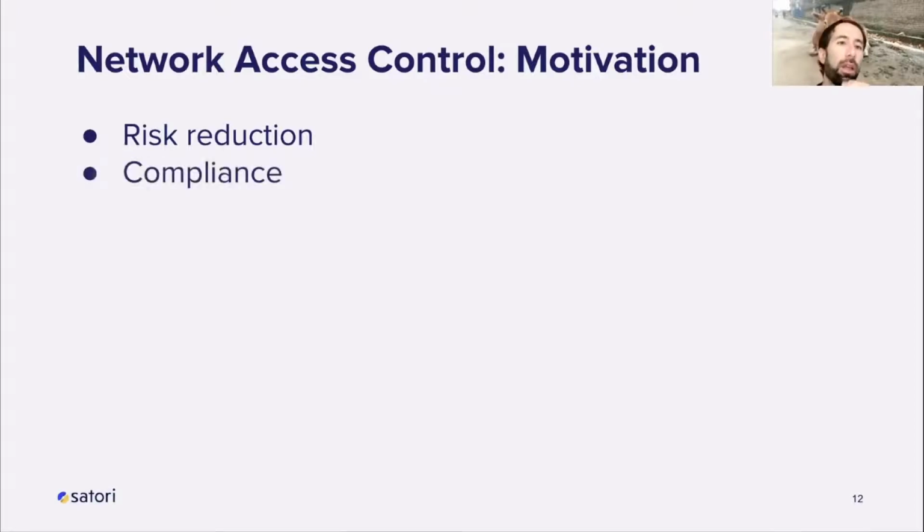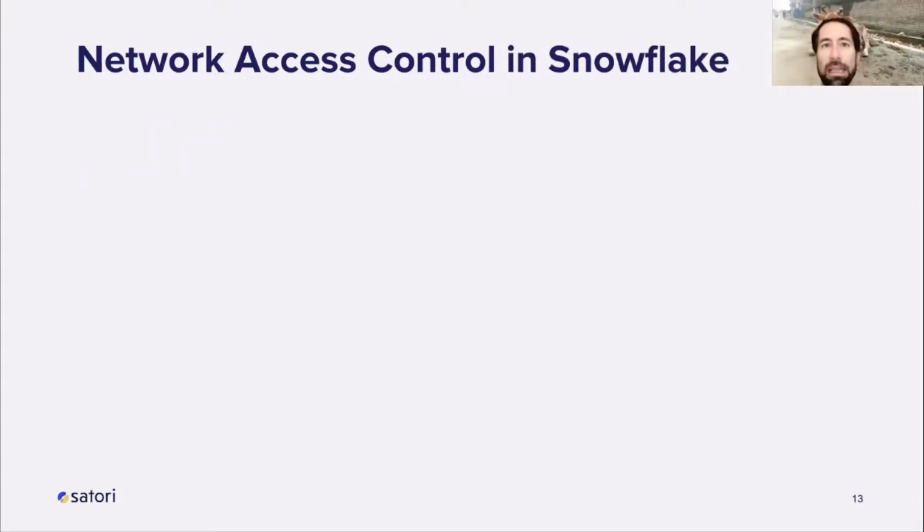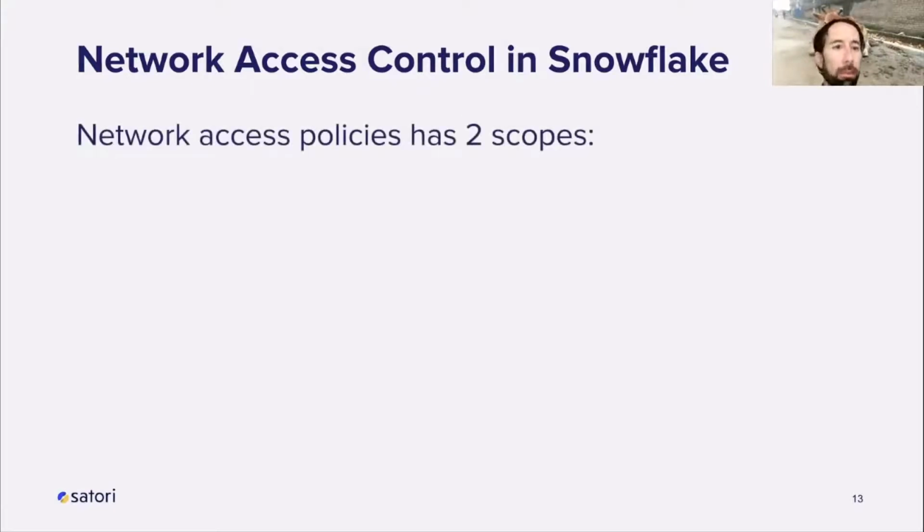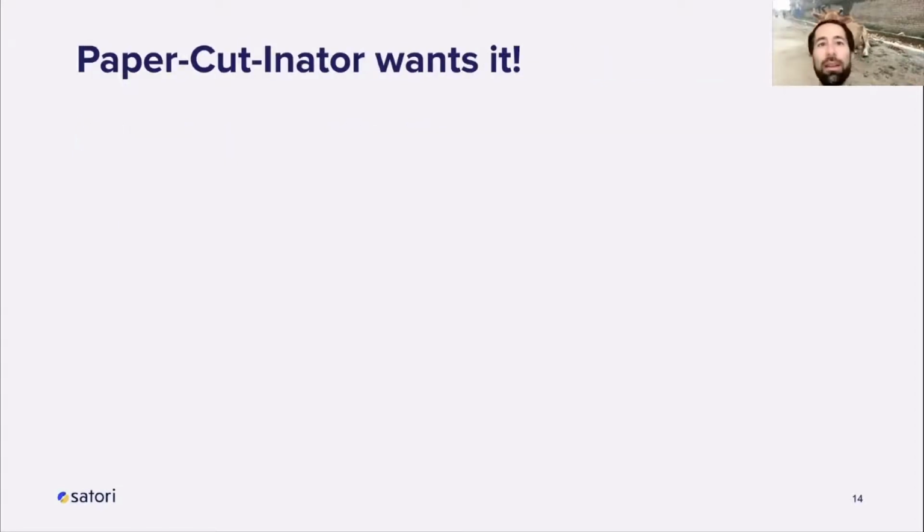And you can also compliance, meaning that some of the compliance controls, the frameworks, require you to show that you place network access control on your data. So setting up network access control in Snowflake is very easy. You can set up policies, and we will do that in a while, and set a scope for the policies or assign the policies. You can set it either for the entire account or for a specific user. So it's very simple. There's no hierarchy of policies or anything like that.